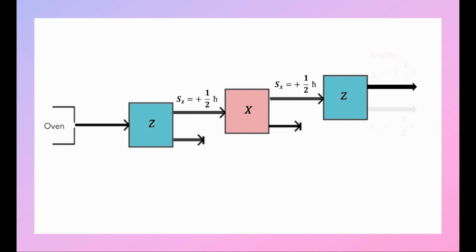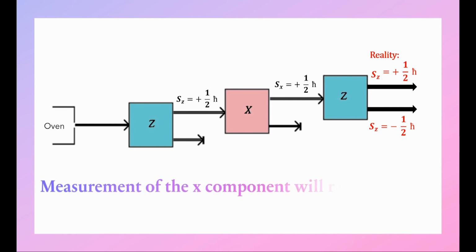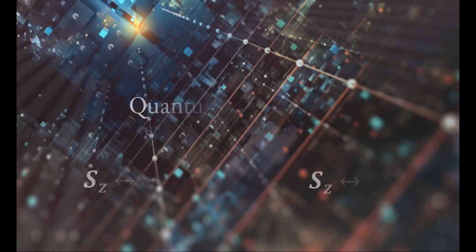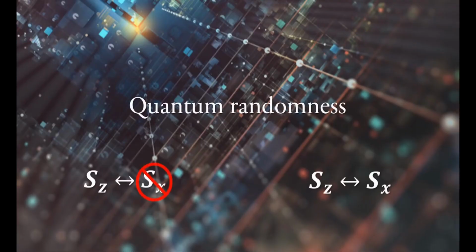It turns out, however, that this is not what is observed. The atoms emerge randomly in either beam, but with equal probability. This example shows how only one component can be known exactly at any one time. Quantum effects prevent the simultaneous exact measurement of both the x and the z components of spin, meaning that measurement of the x component will randomize the previously exactly known value of the z component. And when we try to measure the z component of spin, we learn nothing about the x component. Therefore, it appears that it is not possible to measure both components of the particle spin precisely.